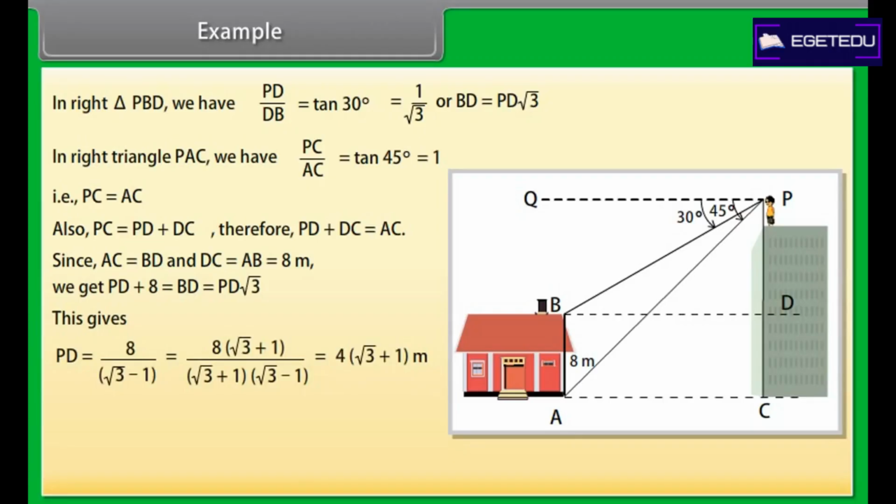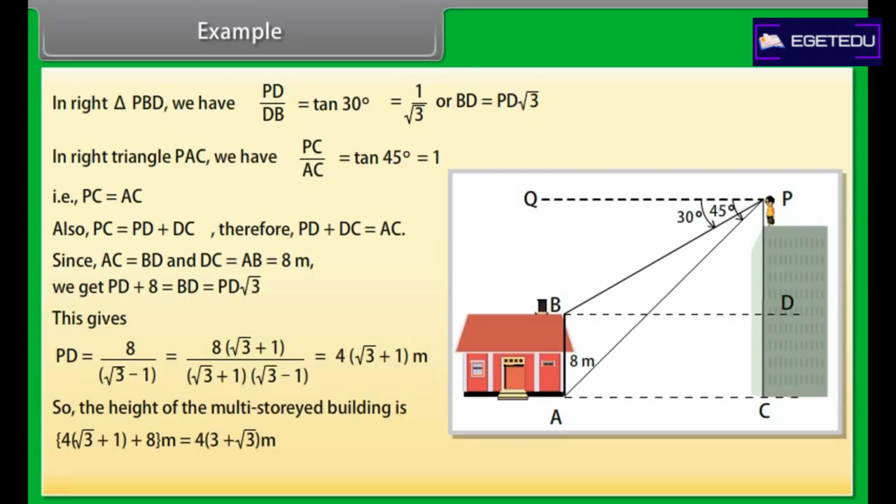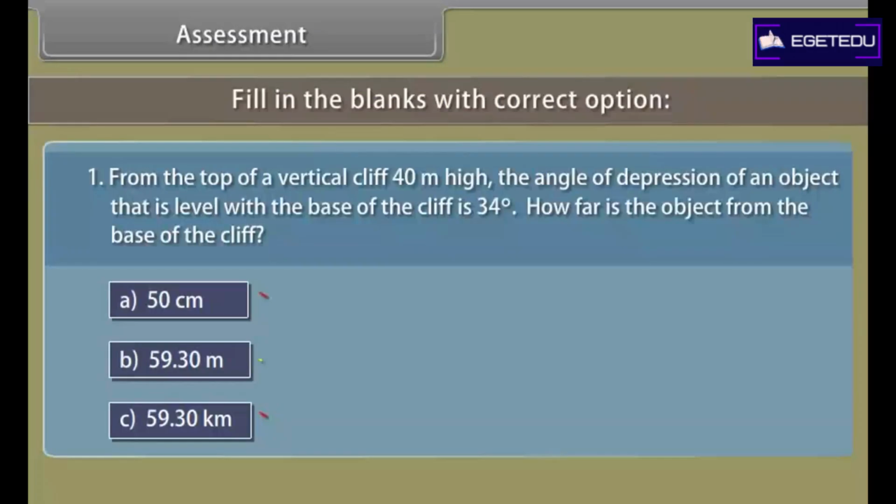This gives PD is equal to 8 upon square root 3 minus 1, which equals 8 into (square root 3 plus 1) whole upon (square root 3 plus 1) into (square root 3 minus 1), which is equal to 4 into (square root 3 plus 1) meter. So the height of the multi-storied building is 4 into (square root 3 plus 1) plus 8 meter, which is equal to 4 into (3 plus square root 3) meter. And the distance between the two buildings is also 4 into (3 plus square root 3) meter.